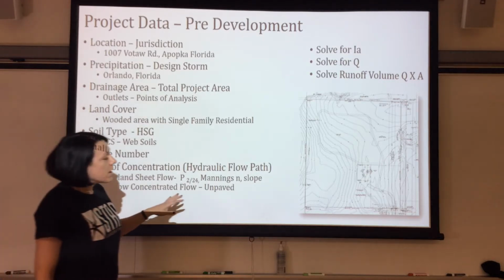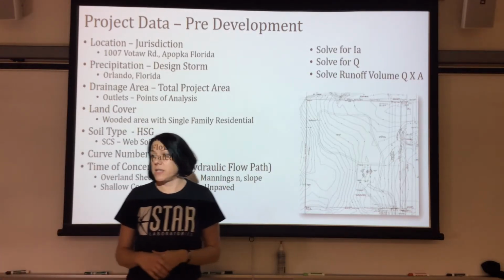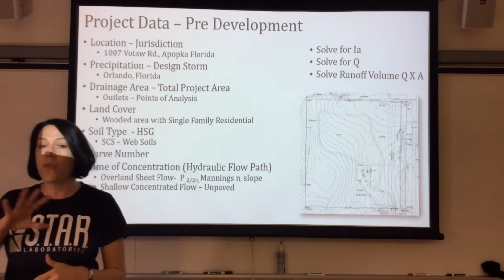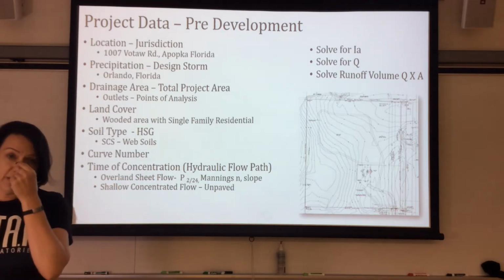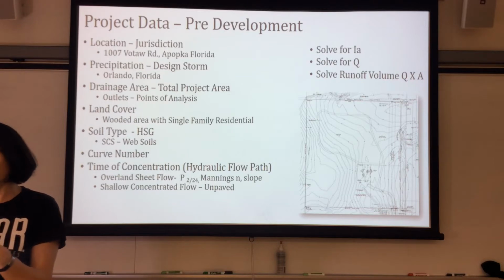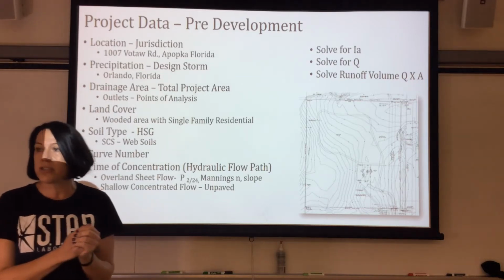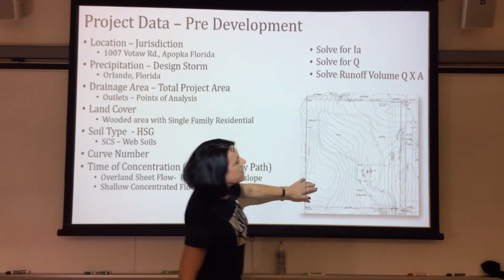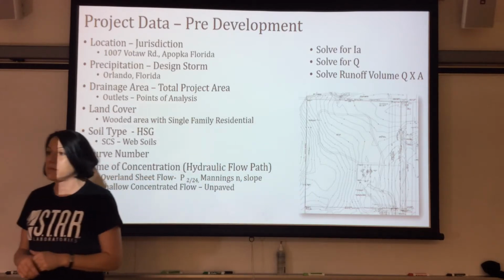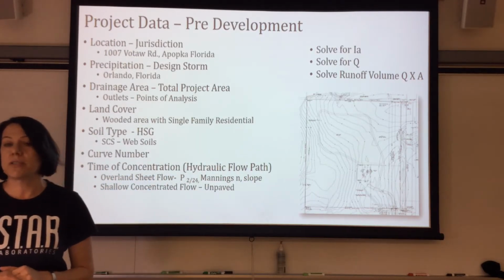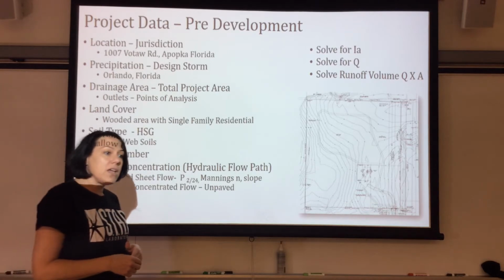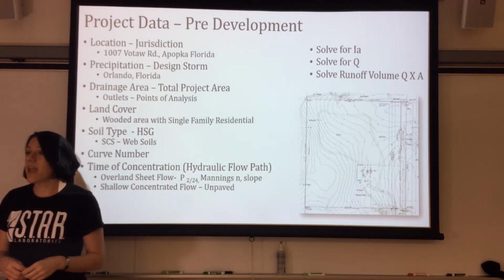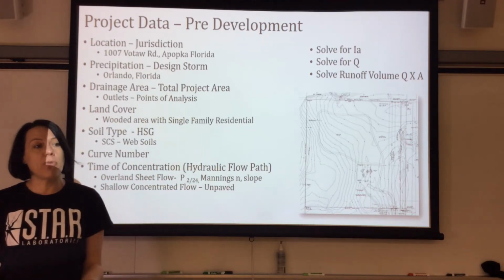Now, when we're talking about the drainage area of a project, I don't care if there are 4 different outlet points. You know how we said there's a point of analysis? That's the lowest point of the site and everything discharges. This project actually has 3 points of analysis. It goes 3 different directions. But when you're designing and you're permitting, they don't care. They want an overall runoff.